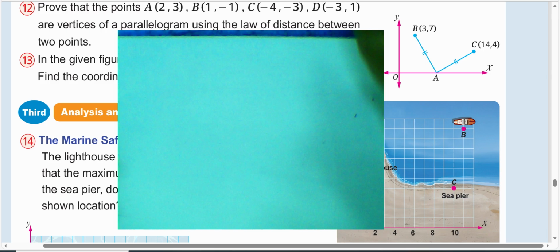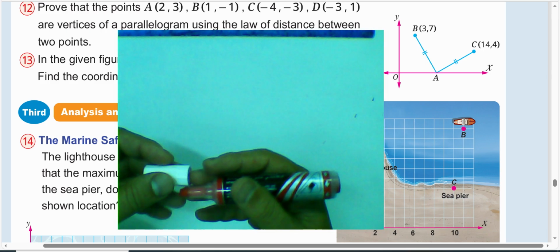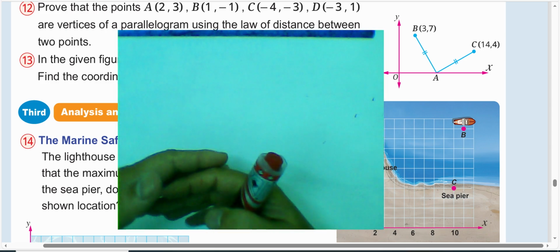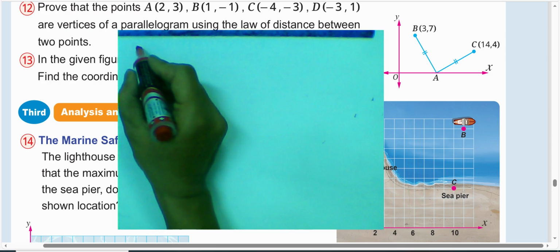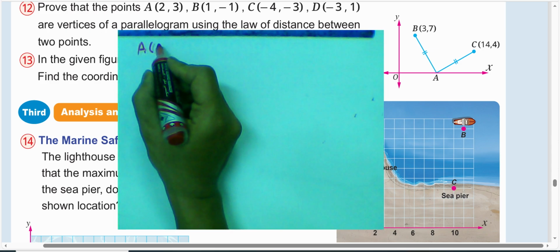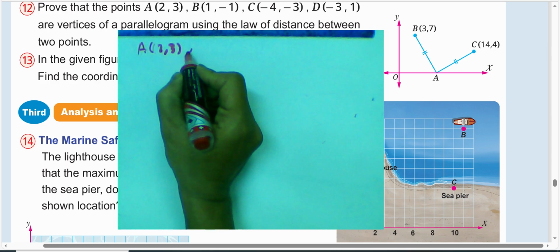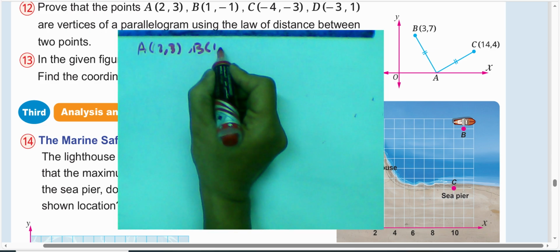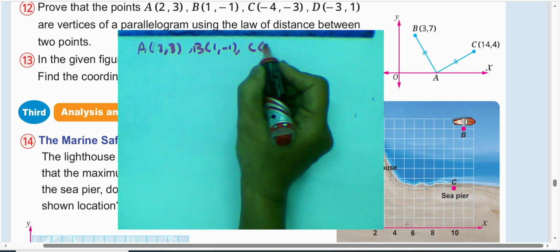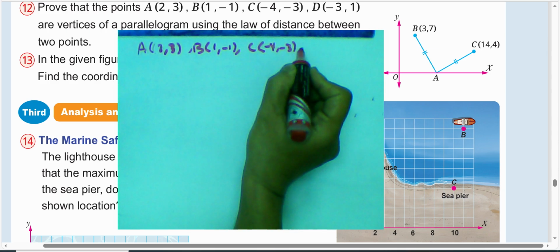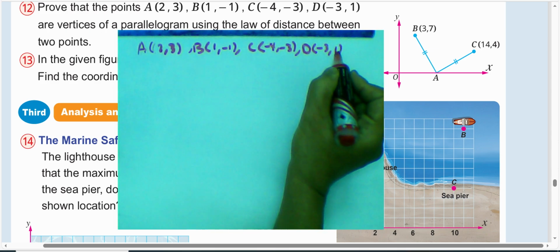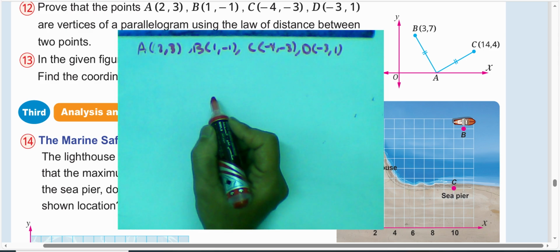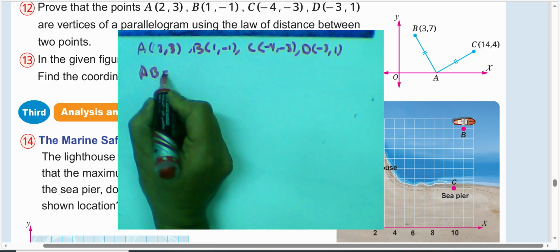Question number 12. Prove that the points A, B, C, and D are vertices of a parallelogram using the distance between 2 points. We can find the length of AB first. We have point A was 2 and 3, and point B was 1, negative 1. Point C, negative 4 and negative 3, and D will be negative 3 and 1.